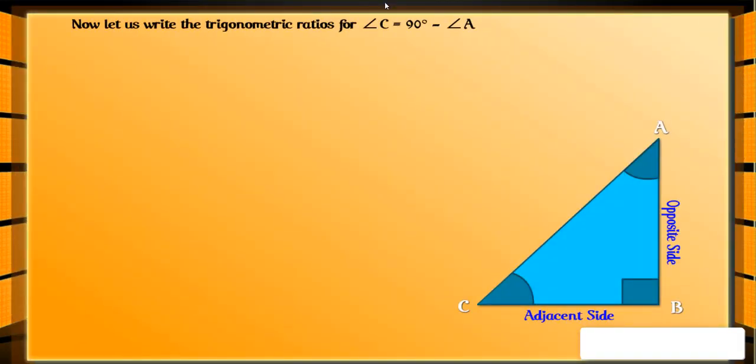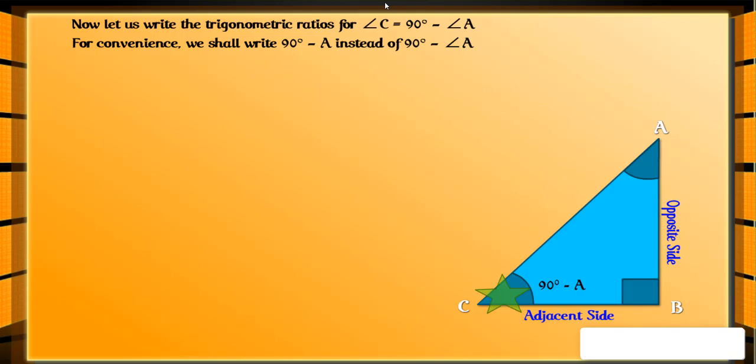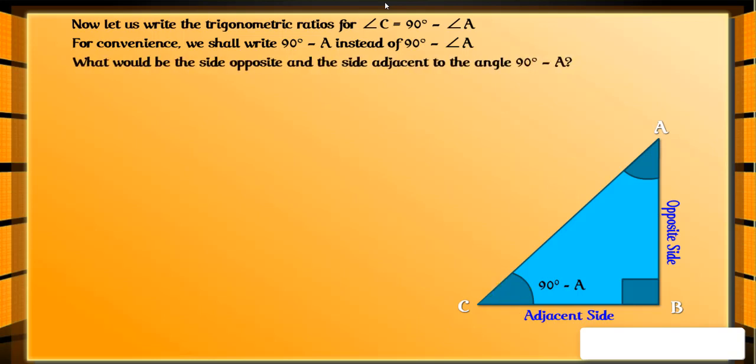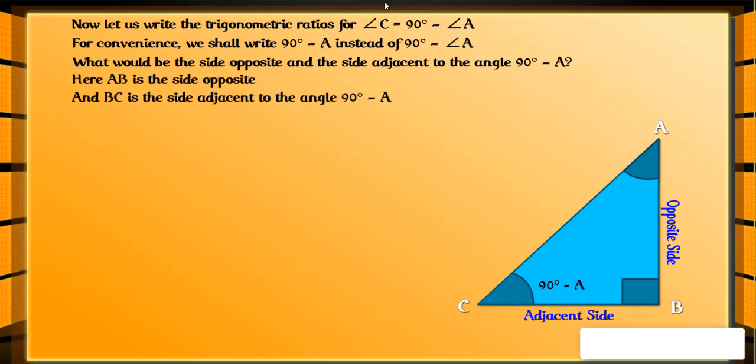Now let us write the trigonometric ratios for angle C, which is equal to 90 degrees minus angle A. For convenience, we shall write 90 degrees minus A instead of 90 degrees minus angle A. What would be the side opposite and the side adjacent to the angle 90 degrees minus A? Here, AB is the side opposite and BC is the side adjacent to the angle 90 degrees minus A.